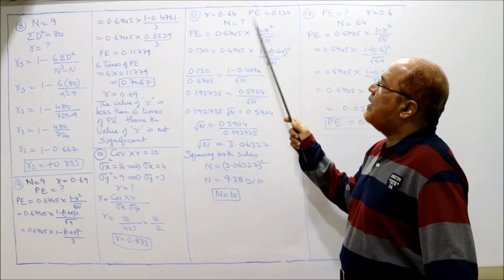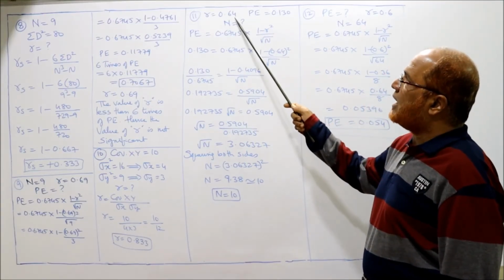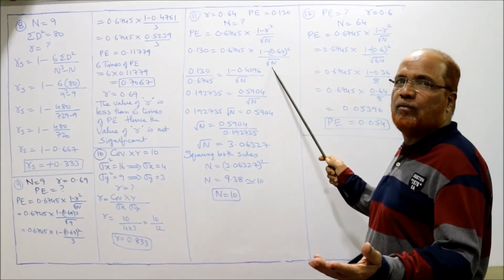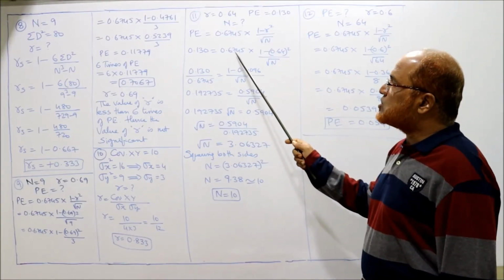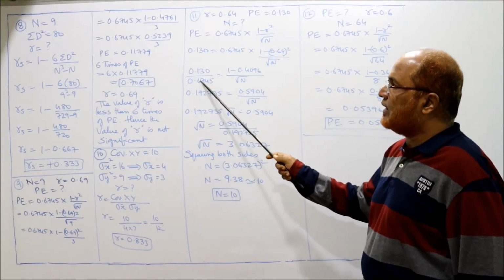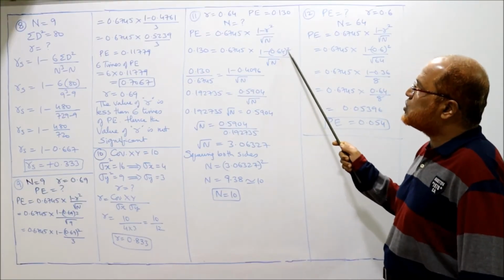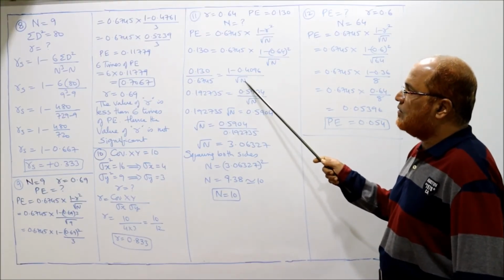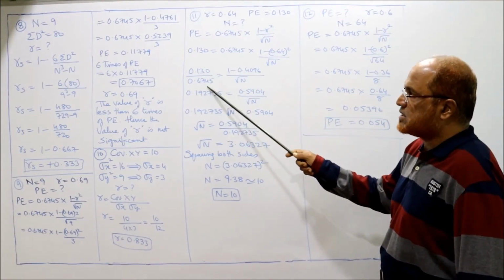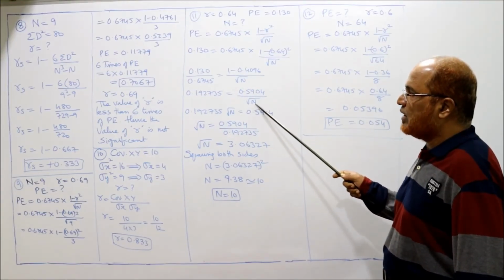PE is equal to 0.6745 into 1 minus R square by root n. So in place of PE, I am writing 0.13. 0.6745 into 1 minus R square, R is 0.64, 0.64 square, divided by root n. N we don't know, we have to find out n. So first of all you take this 0.6745 to LHS. Multiply is there, so it will become divide. 0.130 divided by 0.6745 is equal to 1 minus 0.64 squared, you will get 0.4096, divided by root n. If you divide this, you will get 0.192735, is equal to 1 minus 0.4096 is 0.5904 divided by root n.